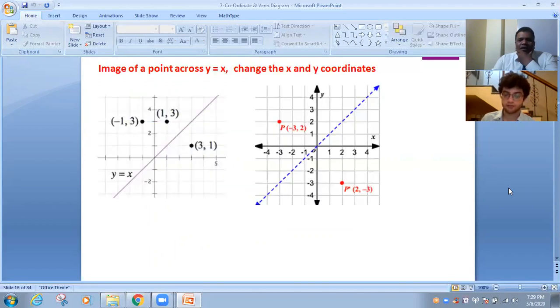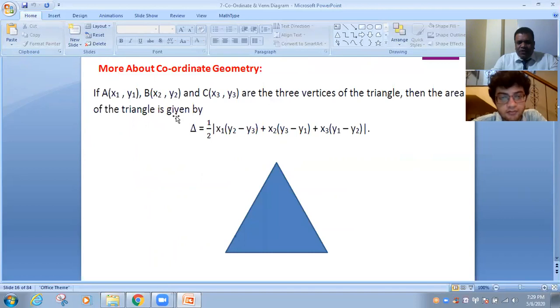Concept of mirror image we have already seen. If it is 3, 1, then the mirror image is 1, 3. So this is the same concept, and this is, I believe, the last concept for the coordinate geometry.